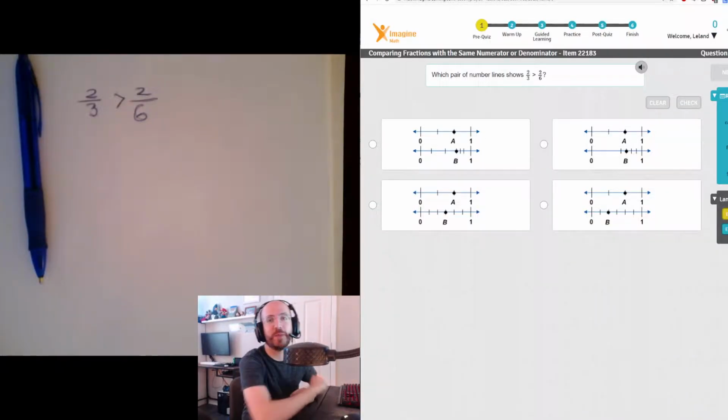Today I want to talk about a lesson that I saw some of you working on in Imagine Math. If you go into Imagine Math, at the top you can choose your pathway. This is maybe the third or fourth lesson in the Mock STAAR pathway.